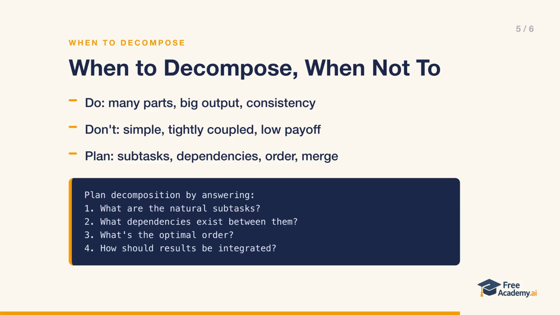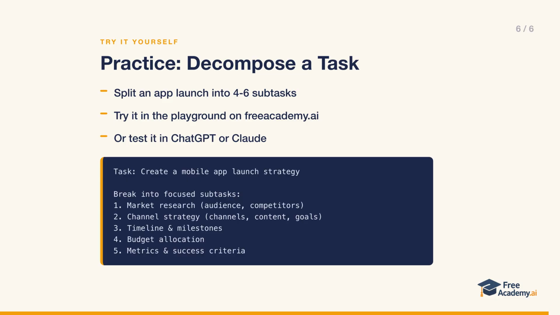Decomposition turns impossible tasks into achievable, step-by-step workflows. Now it's your turn to practice. Take a large task, like creating a mobile app launch strategy, and break it into 4 to 6 focused subtasks. Cover the audience research, the marketing channels, the timeline and milestones, and the budget or resource planning. Then think about how you'd assemble them at the end.